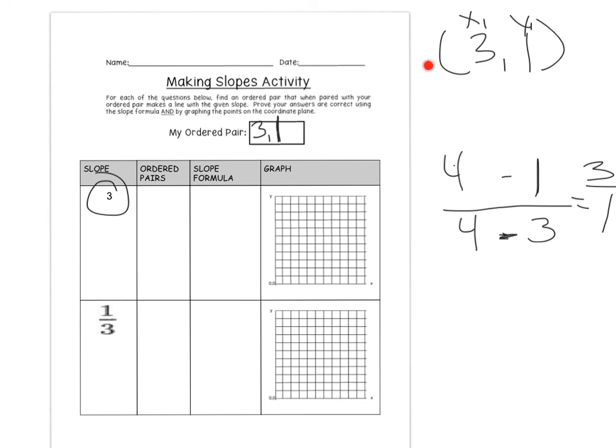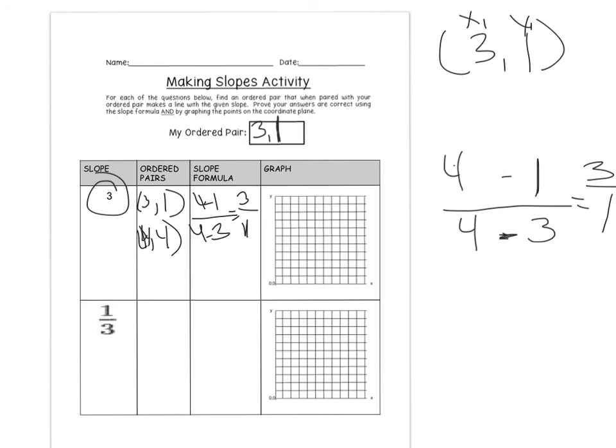So for example, my ordered pairs now that I found: I have the one that I started with, which was 3, 1. Okay, so that's one of my ordered pairs, 3, 1. And then I figured out that the other ordered pair, 4, 4, would give me this slope. So 4, 4. These are my 2 sets of ordered pairs. Now the slope formula, that's simply how I find the slope, which is the change in y over the change in x. So you can see right here, I have 4 minus 1 over 4 minus 3. All right, 4 minus 1 is equal to 3, and 4 minus 3 is equal to 1.